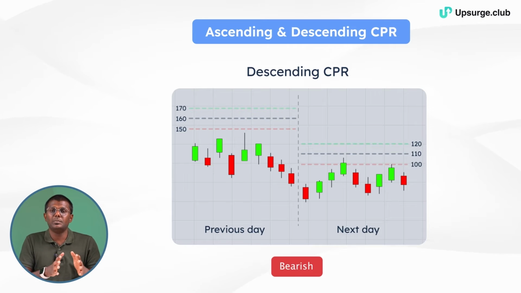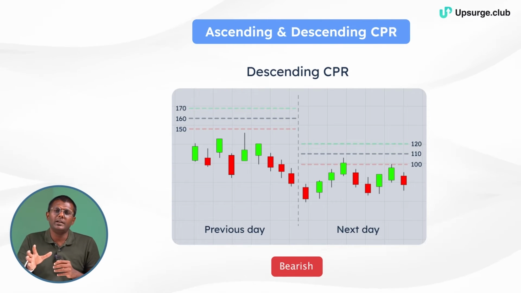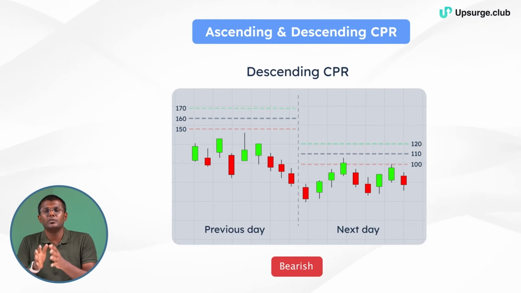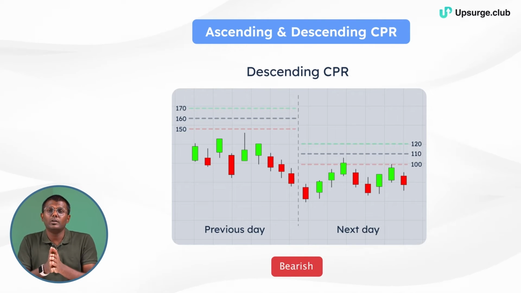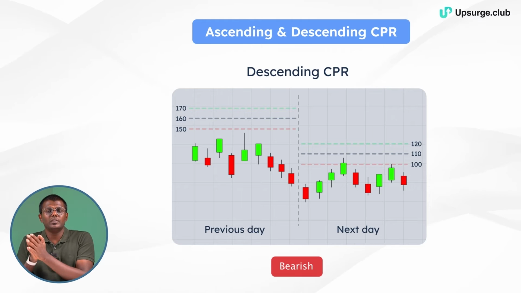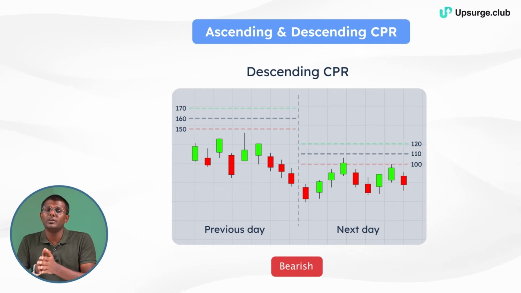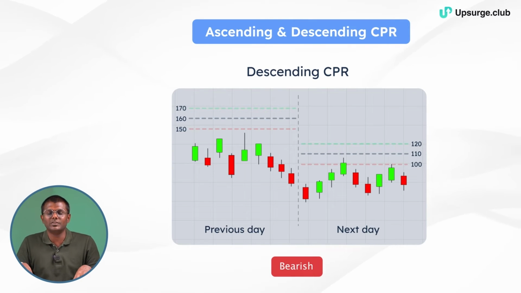Whenever a descending CPR occurs, we want the candles to trade mandatorily below the daily CPR. Only then it clearly denotes the trend is bearish. If the candles are trading above the daily CPR, then it is not considered a descending CPR. So, on these descending CPR days, we should focus only on short positions and we should avoid taking long positions. So, this is about ascending as well as descending CPR.